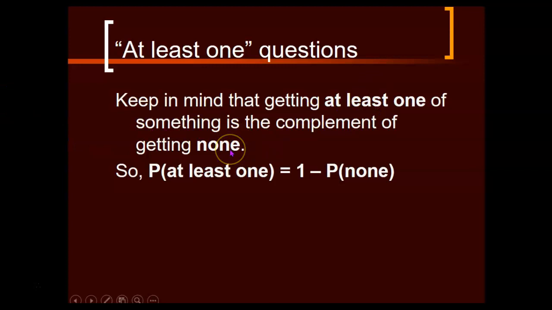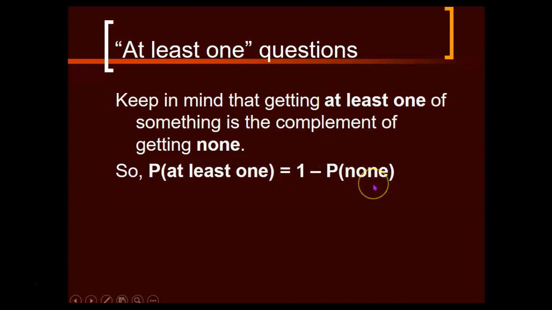Either none of the free throw attempts goes in, or at least one of them does. Either none of the coins comes up heads, or at least one does. Either none of the cards you pick is an ace, or at least one of them is an ace. Maybe more, but at least one. So those are complements of each other. And that means that the probability of at least one is equal to 1 minus the probability of none. And so that's often the easiest way of finding this probability.